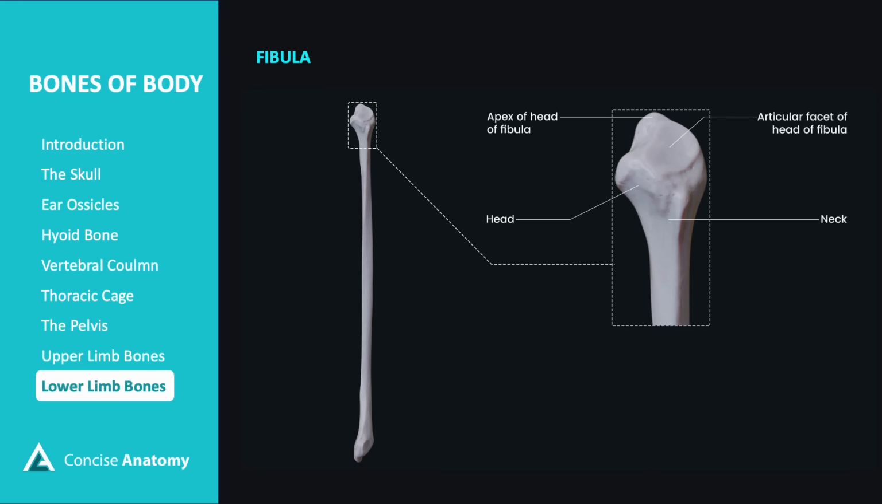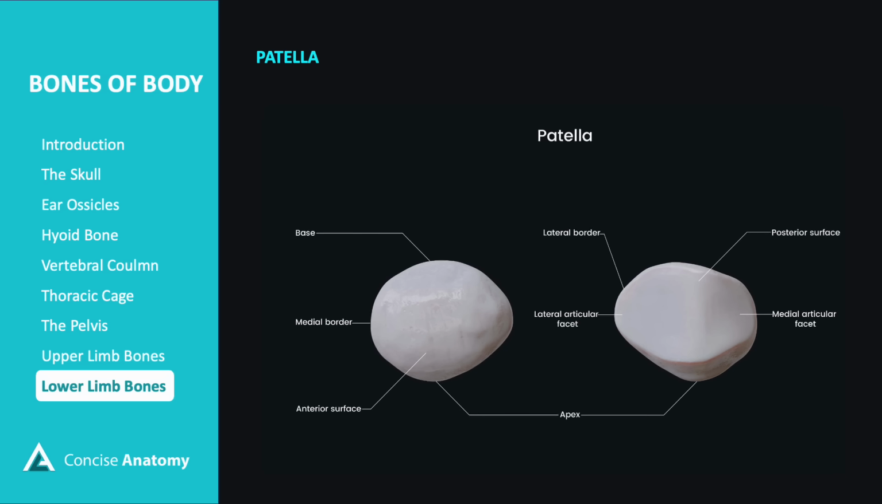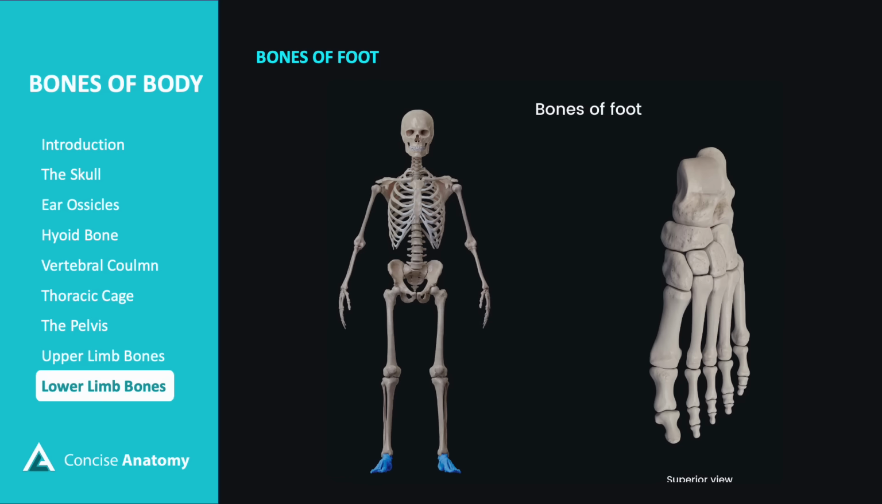point for muscles. The patella, or kneecap, is a triangular-shaped bone located in front of the knee joint. It protects the knee and enhances the leverage of the quadriceps muscle, aiding in knee extension. Let's now talk about the bones of the foot. There are as many as 26 of them in each foot.